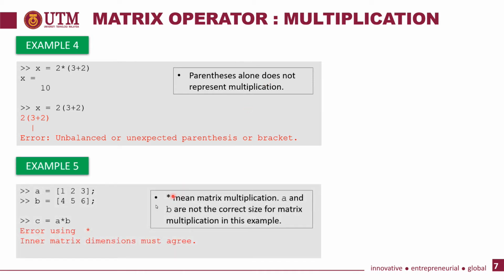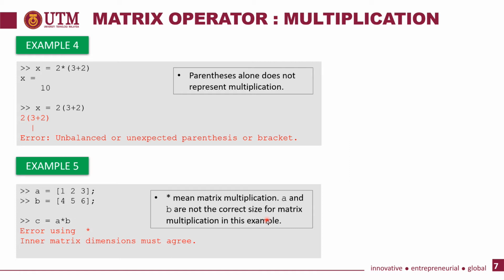So in the next example, you see here you have a matrix A with the size of 1 by 3, and a matrix B with the size of 1 by 3. So right now your matrices are a similar size, but the matrix operator cannot execute this multiplication, because star means matrix multiplication, and A and B are not the correct size for matrix multiplication in this example. So you need to comply with the requirement of matrix multiplication in order to execute it.